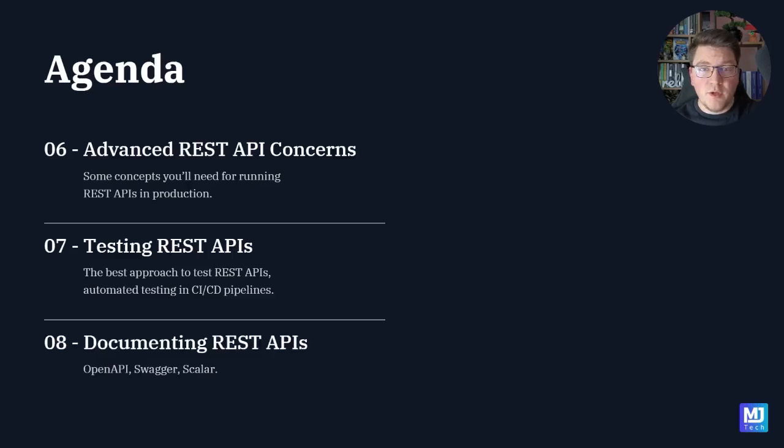We'll continue with a discussion about documenting REST APIs in Chapter 8. We're going to cover the OpenAPI specification and how you can use it inside of a .NET application. We'll also talk about Swagger and what happened with it in the latest .NET versions, and I'll introduce you to an interesting option for presenting your REST API documentation that's called Scalar.